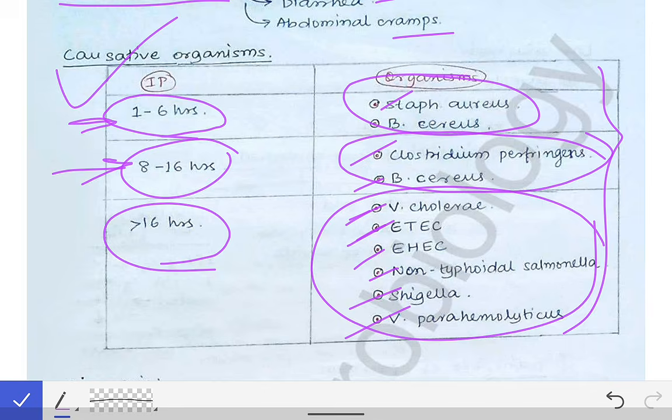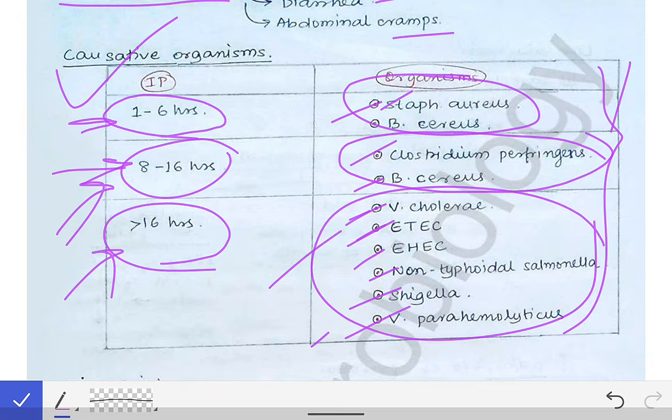Make a table with a column for 1 to 6 hours incubation period, then a column for 8 to 16 hours, and then a column for more than 16 hours, and then write all those organisms. If they did not mention the time gap from the food eaten till the presentation of the symptoms, you have to make this table.